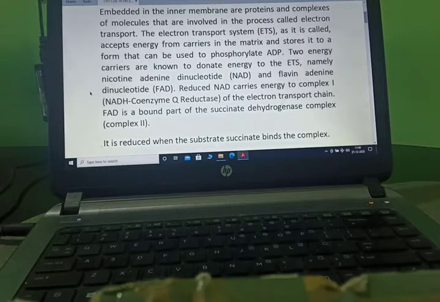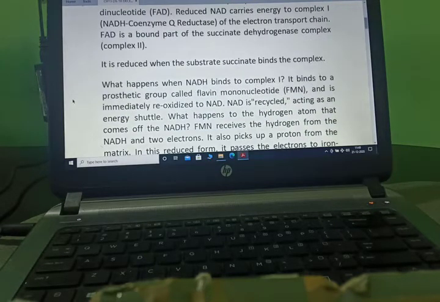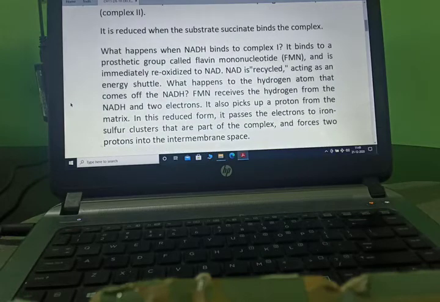Two energy carriers are known to donate energy to the ETS, namely nicotinamide adenine dinucleotide and flavin adenine dinucleotide. Reduced NAD carries energy to complex 1 of the electron transport chain, and FAD is bound as part of the succinate dehydrogenase complex, that is complex 2. It is reduced when substrate succinate binds the complex.